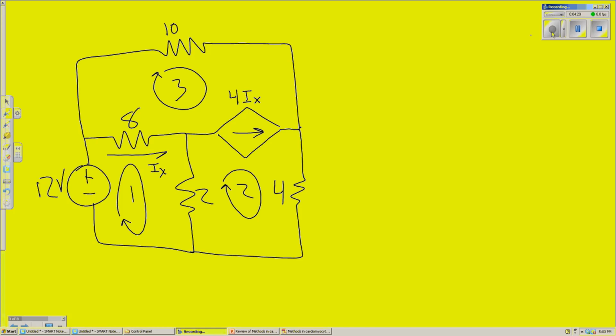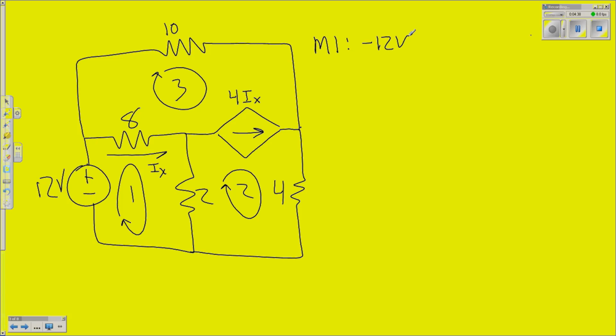So mesh 1, I think, is just going to be the same. Nothing's changed, so we have negative 12 volts plus 8 times I1 minus I3, that resistance, and finally we come down the 2 ohm resistor, 2 times I1 minus I2 equals 0. Alright.